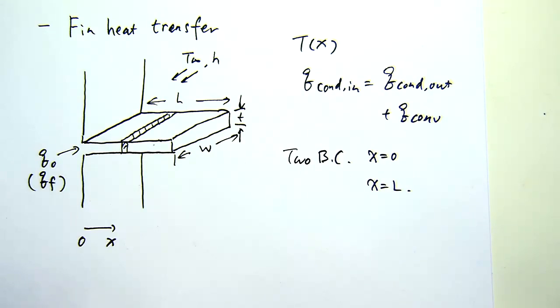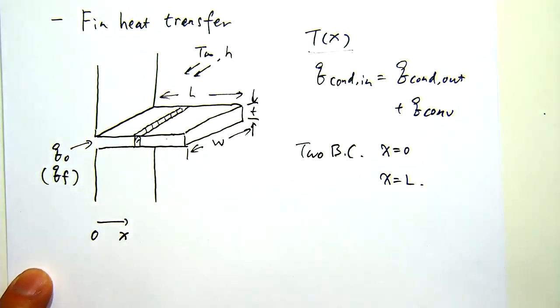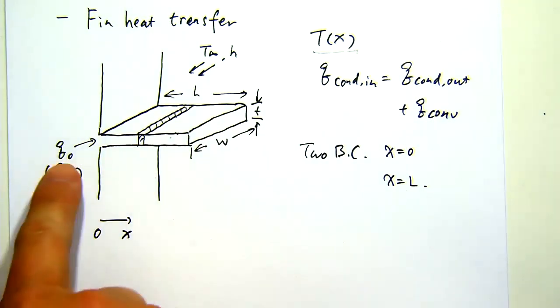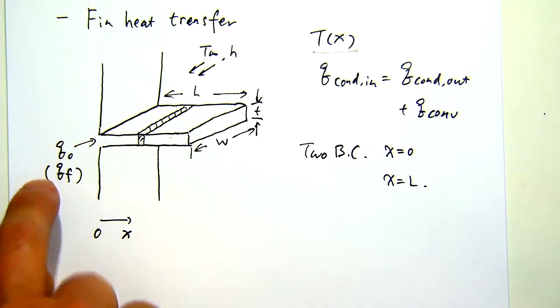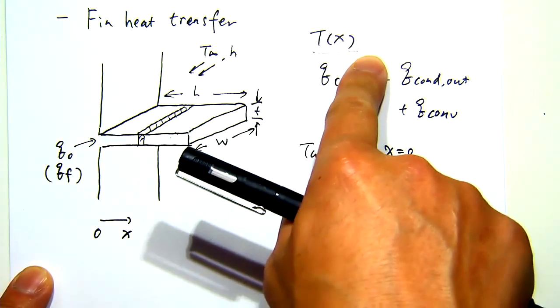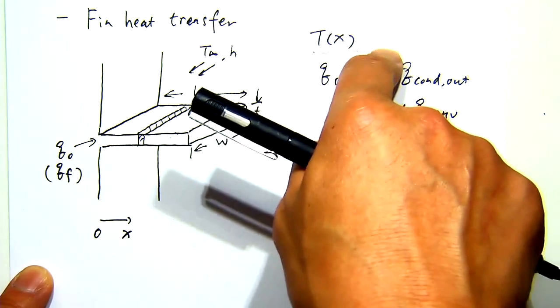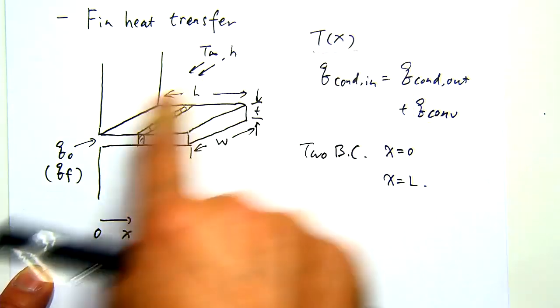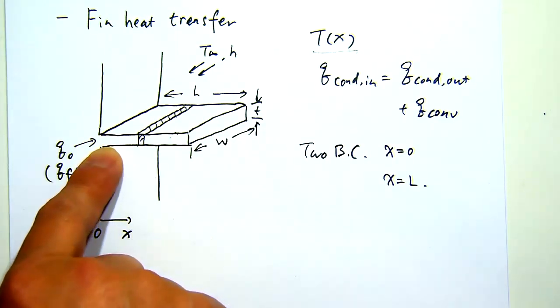So those are the things we studied last time. And once you solve for the temperature, and you want to find the Q0, the Q0 is something we know if we know the temperature. If we know the temperature distribution and we want to find the heat transfer at the base, what do we do?